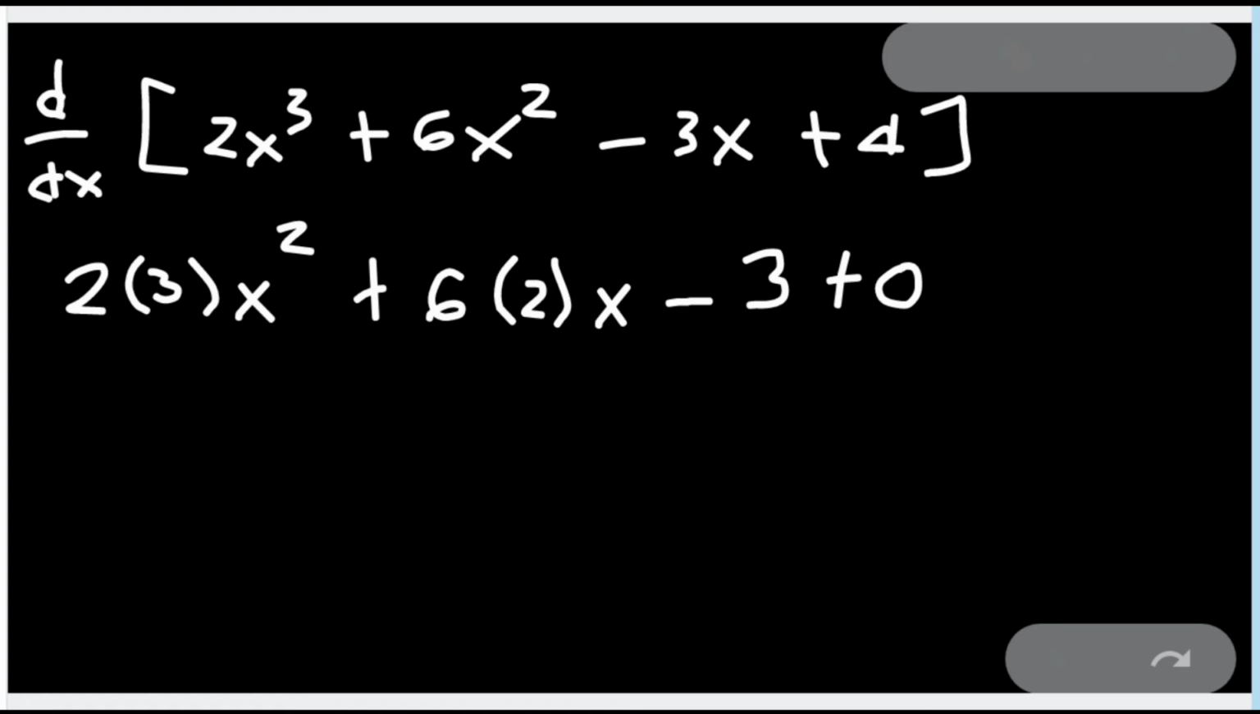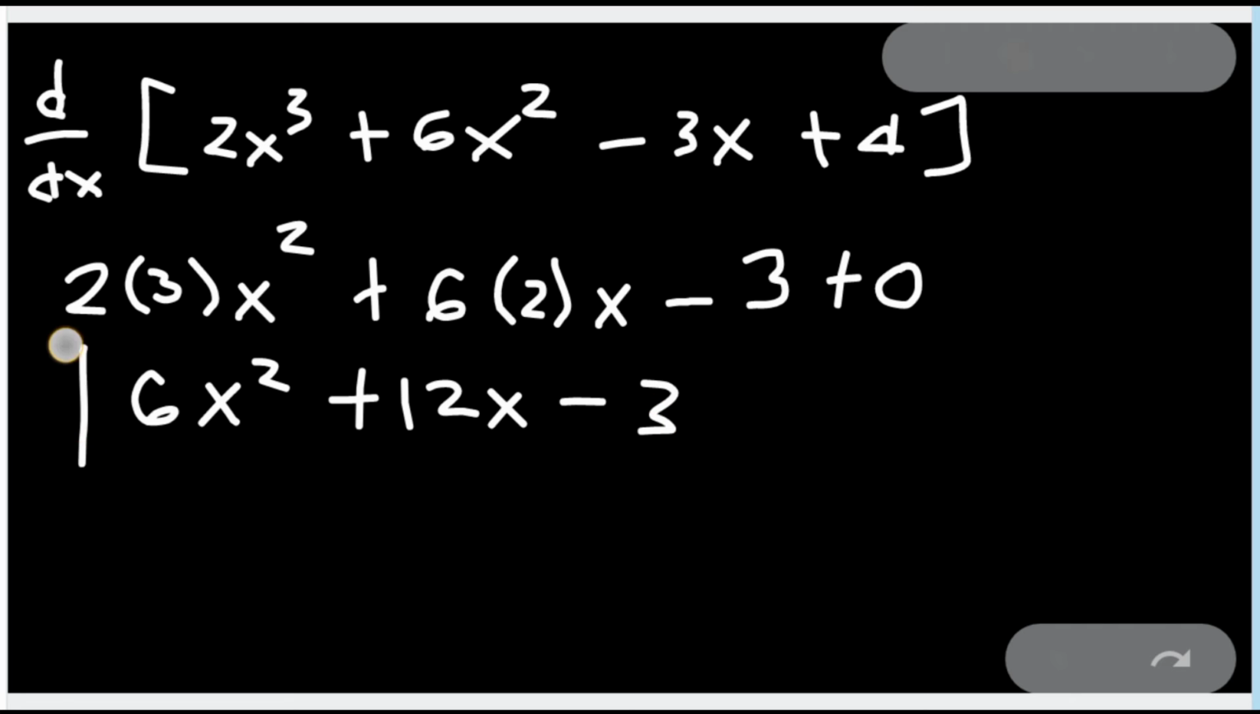We have 2 times 3 is equal to 6x squared plus 6 times 2 is 12. So, we have now 12x minus 3. So, this is our answer.